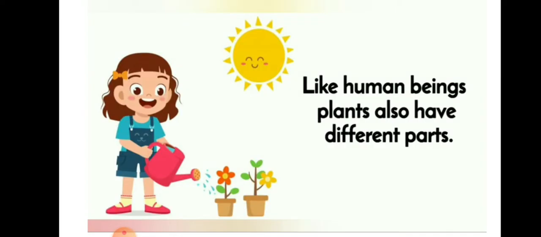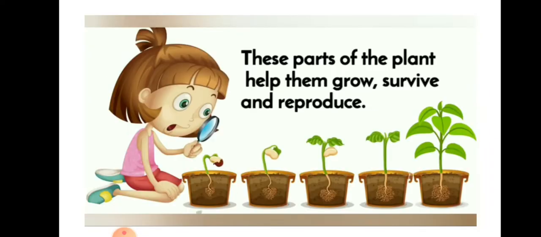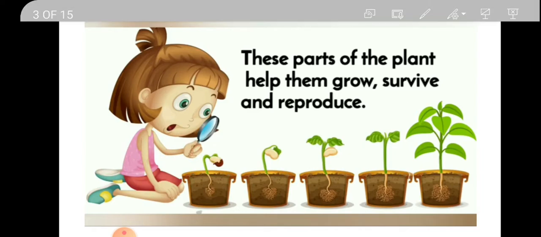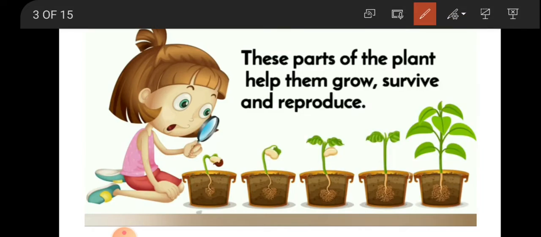Okay, now, like human beings, who are human beings? You and me. We all human beings, हम सब इंसान के, we all human beings have different parts of our body. Similarly, the plants and the trees also have different parts. These parts of the plant help them to grow, to survive, and to reproduce. To grow means वो बढ़ते हैं.